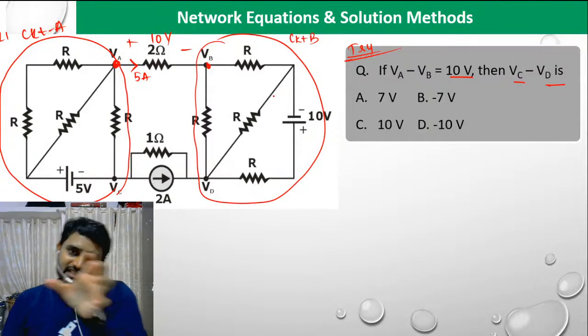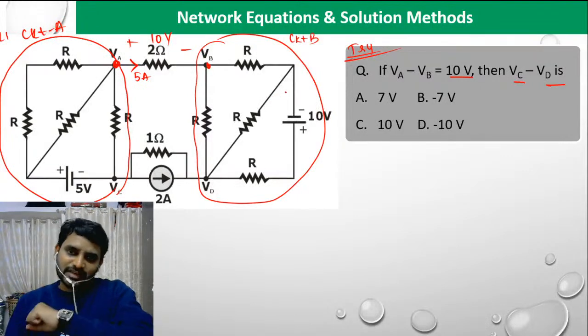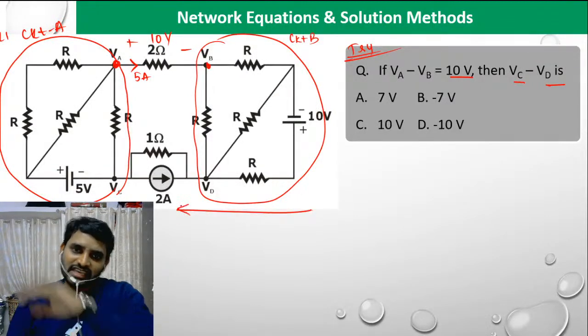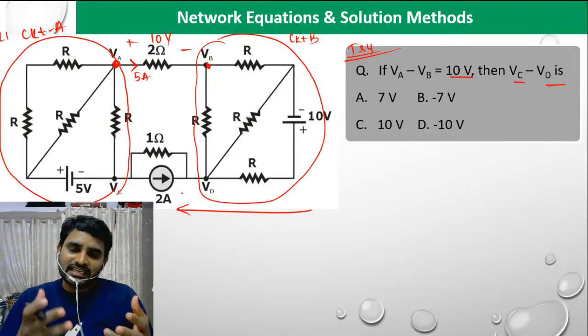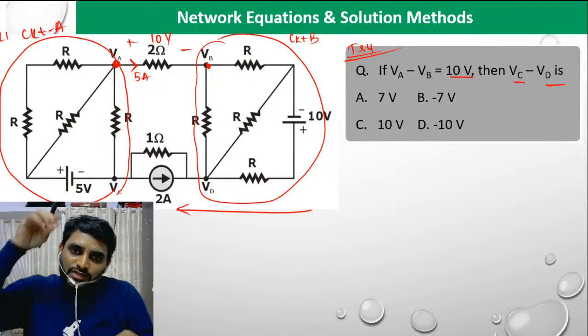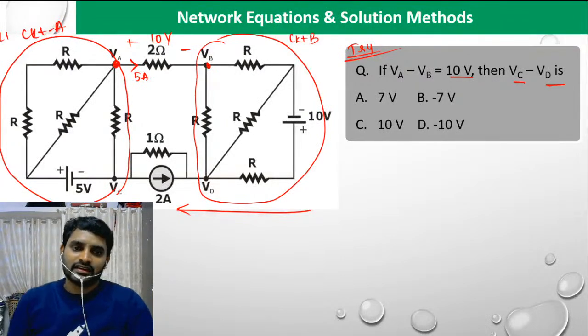Whatever the current which is drawn, or whatever the current which is accepted by the circuit B, has to give it back to the circuit A. That is what KCL, right? Kirchhoff's current law, law of conservation of charge. Whatever the charge which comes to the node has to leave the node, right?